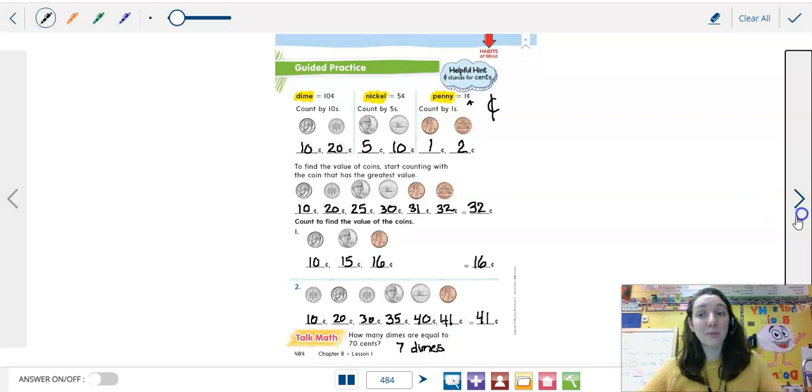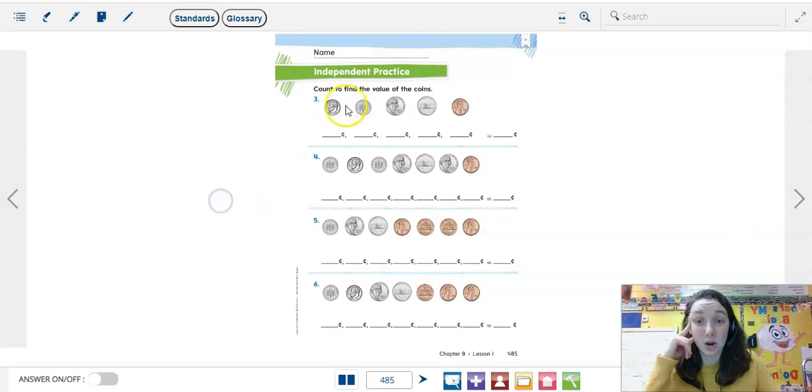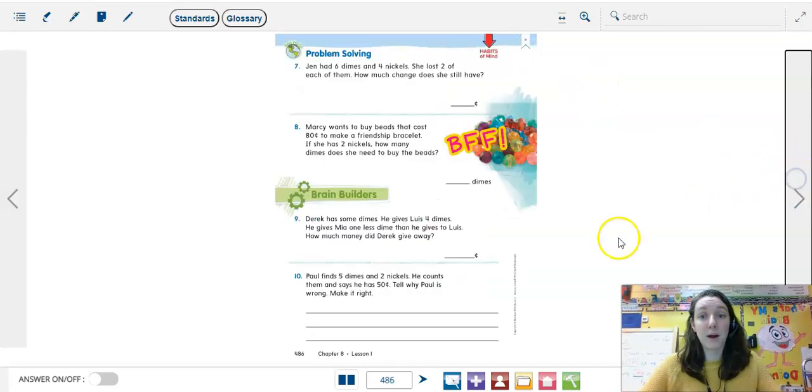So that's pretty much all I'm going to do with you today, because it's really just all about practicing. So remembering your dimes are worth 10, nickels are worth 5, pennies are worth 1. Practice counting, starting with the dimes, starting with the tens, counting by tens. How many are there? Adding, knowing when to switch to 5 because it's a nickel, and knowing when to switch to 1. So this is good for you to practice on your own.